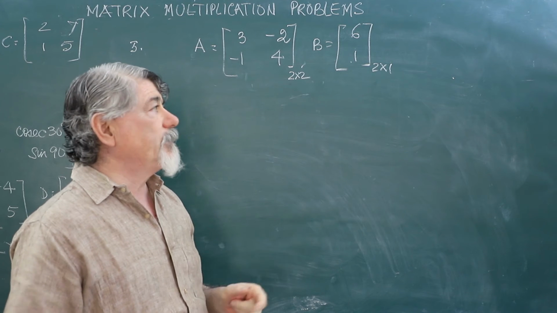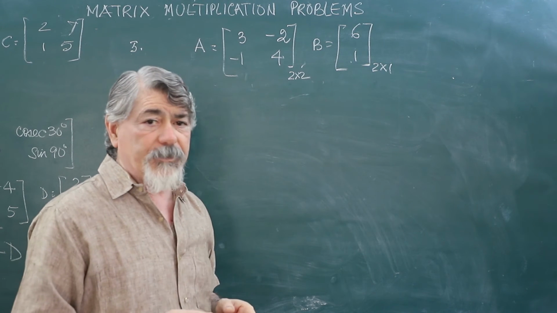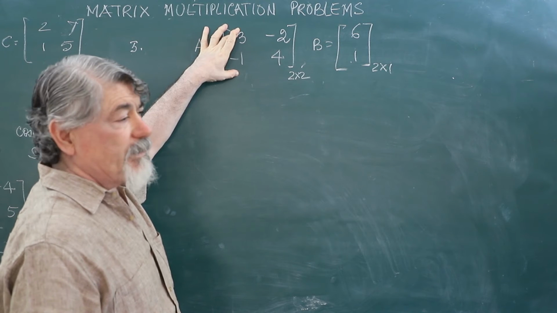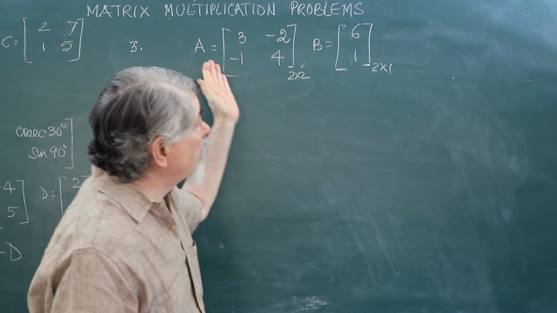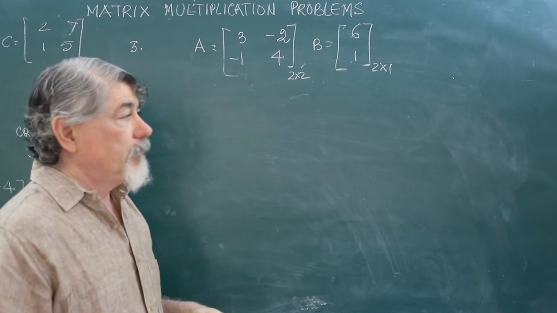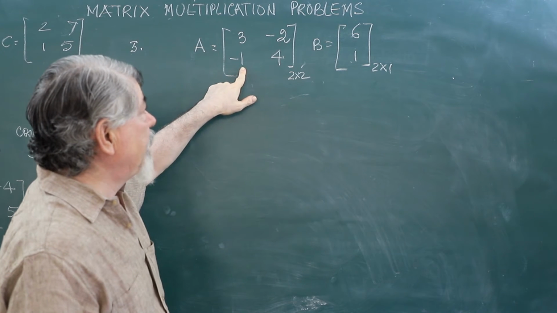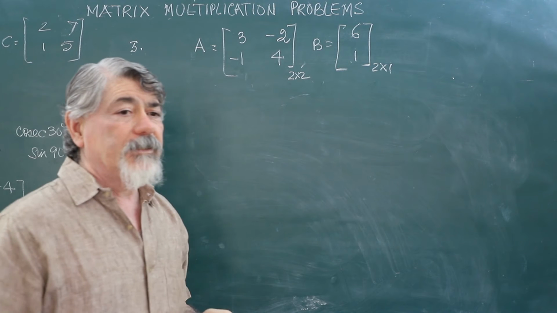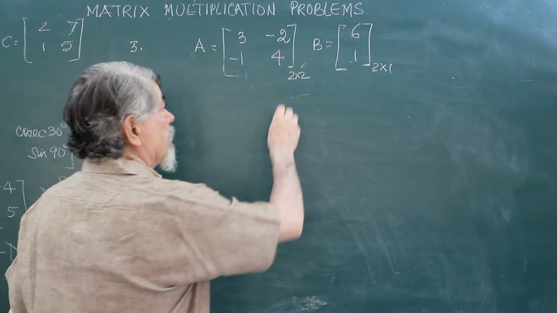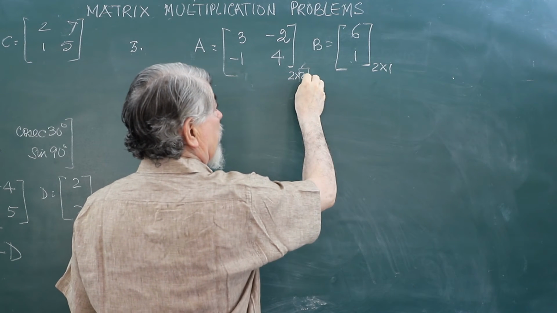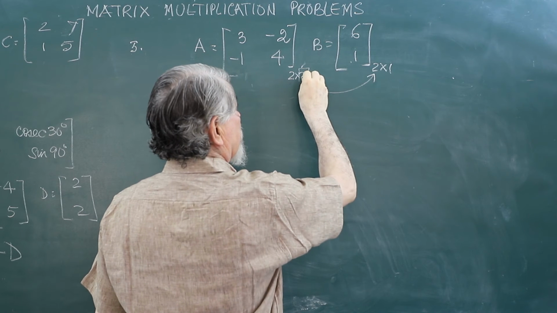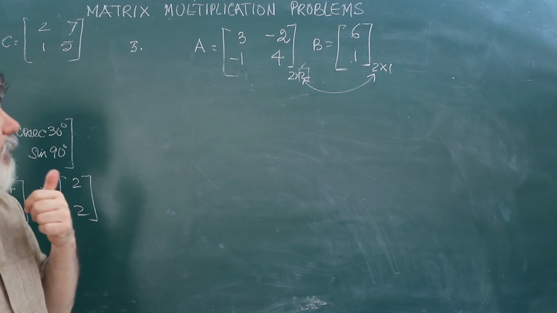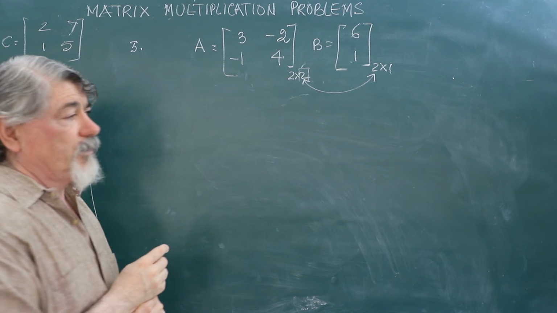Now for matrix multiplication A and B to happen, the number of columns in A, which are 2, should be equal to the number of rows in B. So number of columns in A are 2 and number of rows in B are 2. So that is why the matrix multiplication is possible. This is 2 here and this is 2 here. So it is possible. Now let us see whether BA is possible or not.